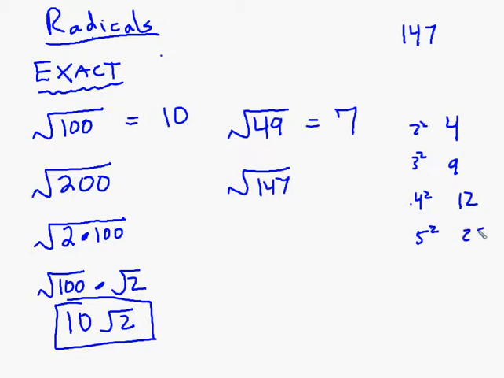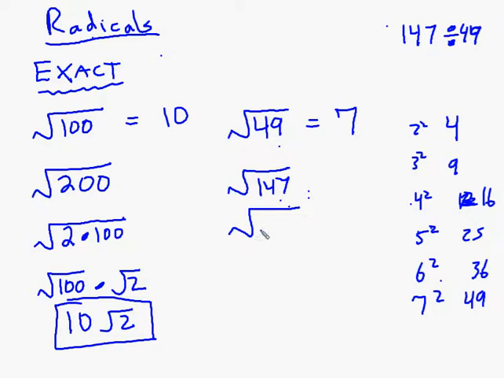5 squared is 25. You put 12 and not 16. My bad, 16. You said 16. 36, okay, 7 squared, 49. Okay, so there's my hint right here, 49. So I might say, well, what's 147 divided by 49? Use your calculator. And Rachel is saying 3.